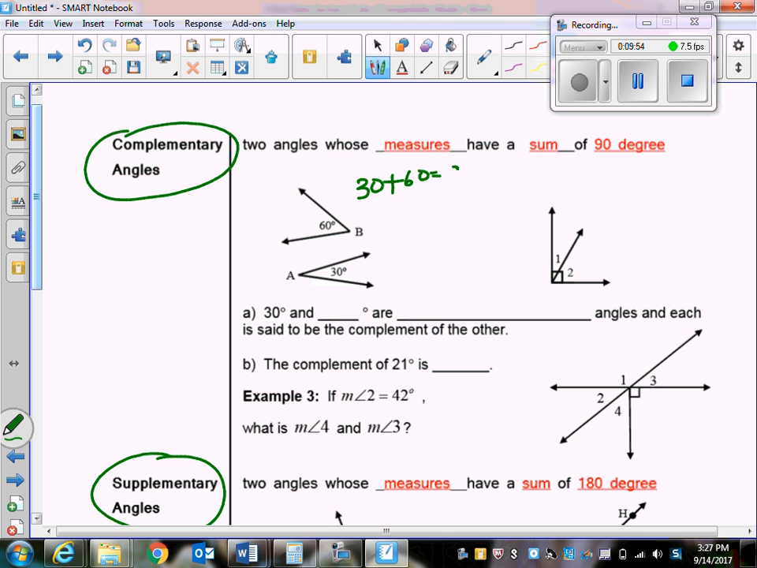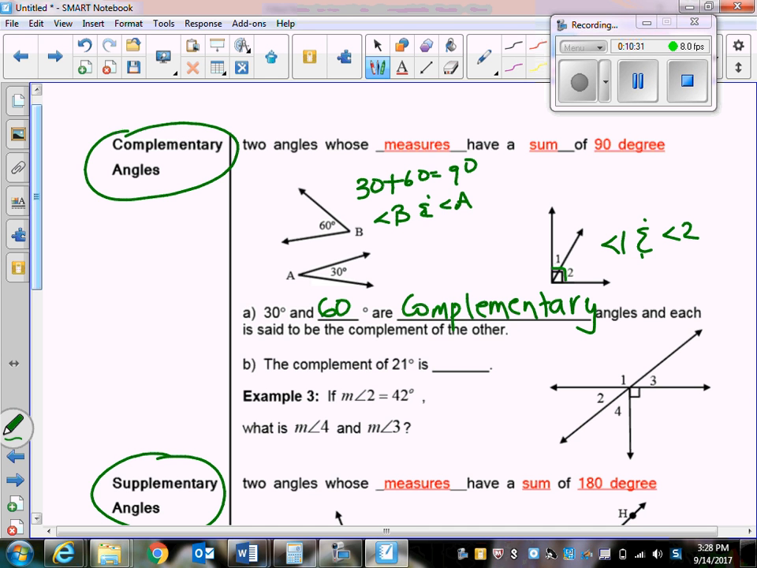So you can see 30 plus 60 equals 90. So I can say angle B and angle A are complementary angles. Sometimes they can be adjacent, and you can see in the box that angle 1 and angle 2 are complementary and also adjacent angles. In this case we said 30 and 60 are complementary angles, and each is said to be the complement of the other.